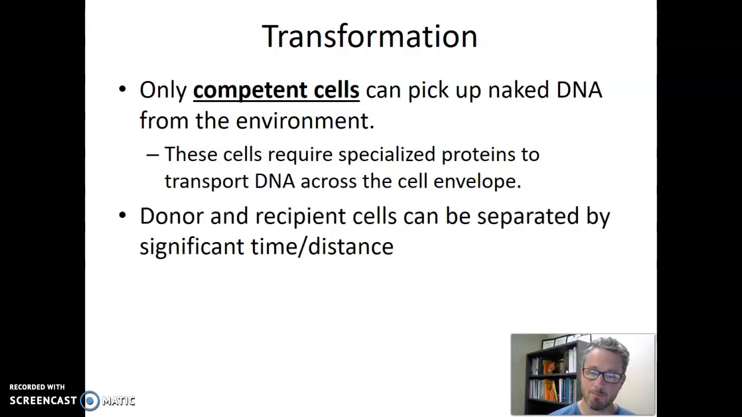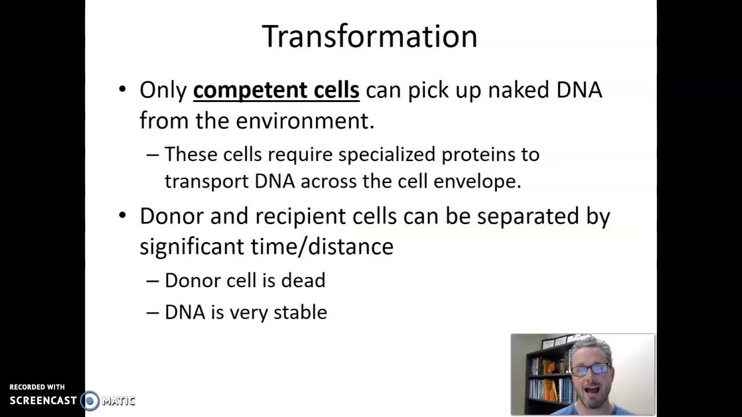The other thing I want to point out is that with transformation, the donor cell and the recipient cell can be separated by significant time or distance. So remember, the first part of this transformation process is that the donor cell must die. But again, the DNA is particularly stable. So we have a dead donor cell, but the DNA is stable. So that DNA can last in the environment for a very long period of time. A recipient cell may not pick it up for months or days or years, right?